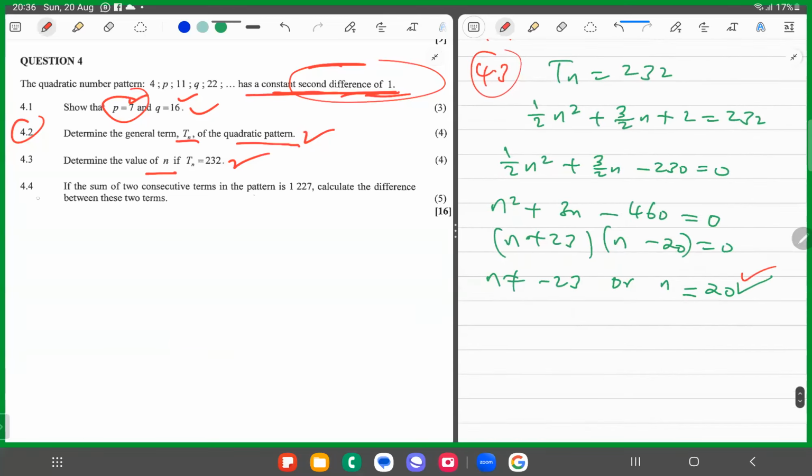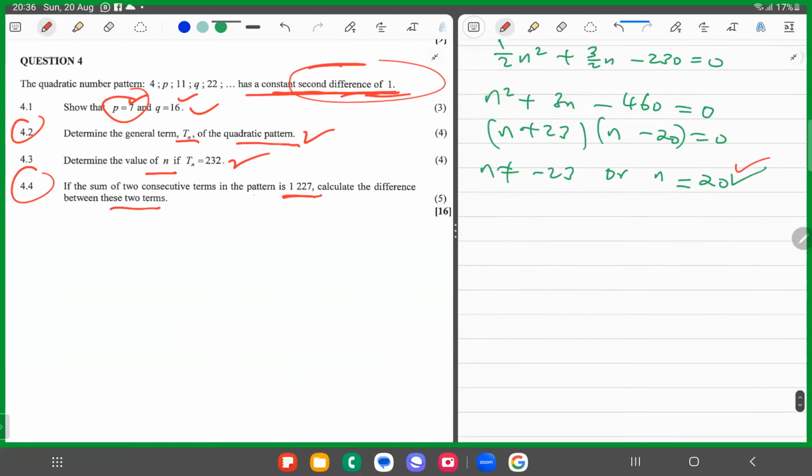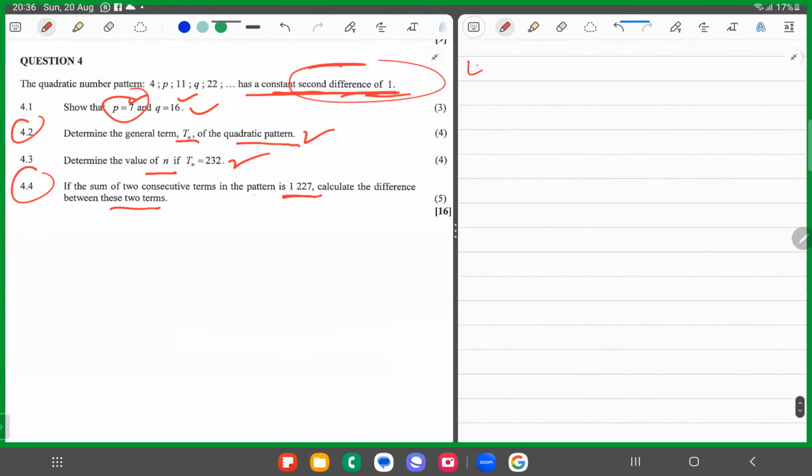Right, so we're looking at 4.4 right now. If the sum of two consecutive terms in the pattern is 1227, calculate the difference between these two terms. So let's look at 4.4. The sum of the consecutive terms means that Tn plus Tn+1, this sum is 1227.